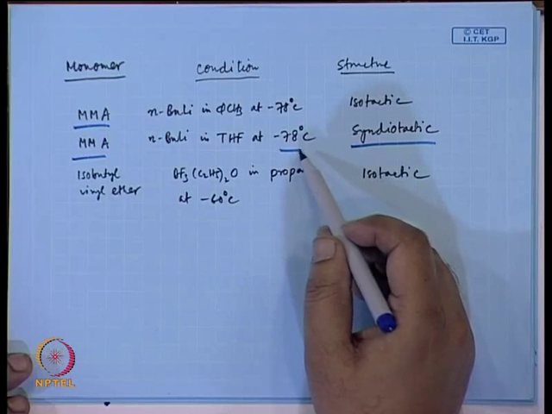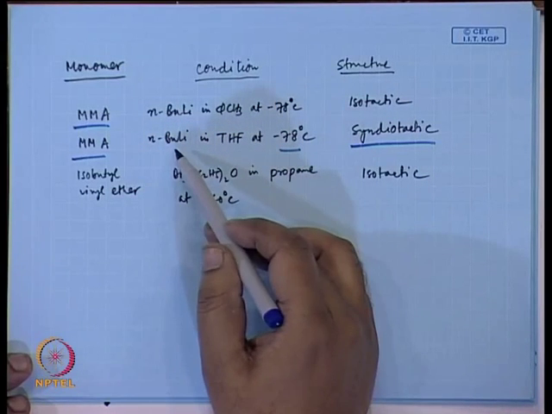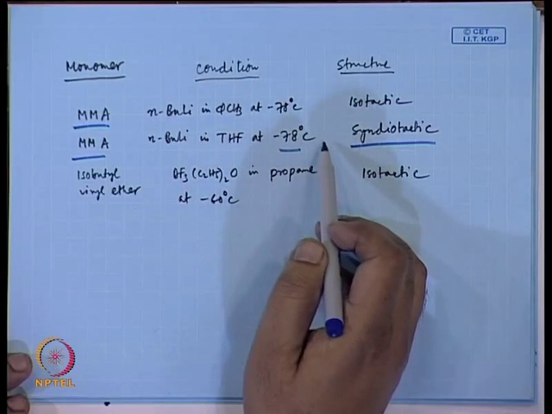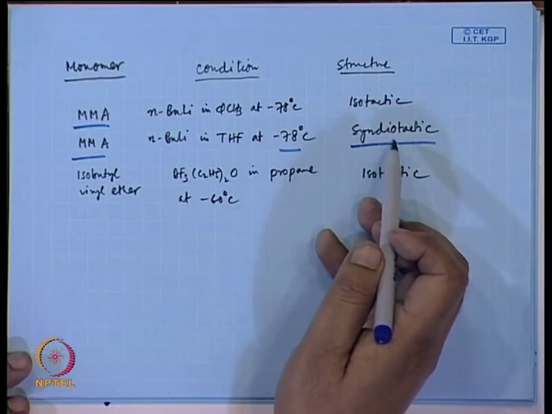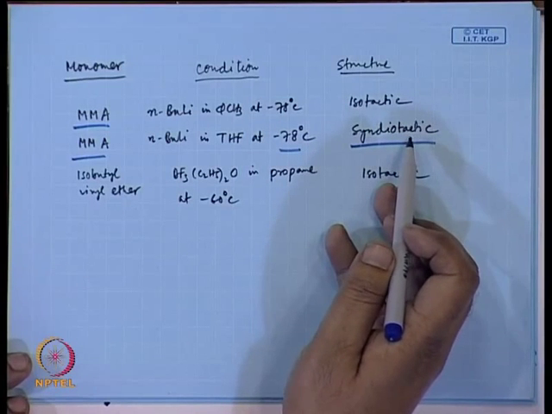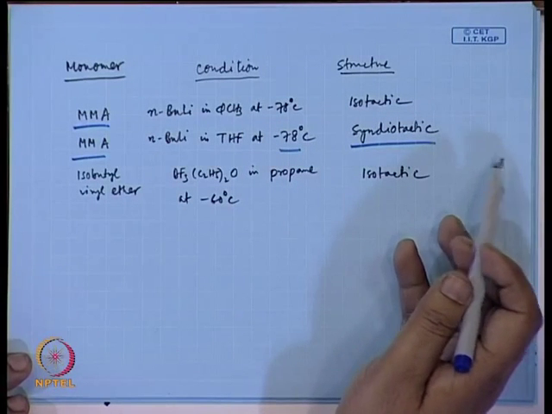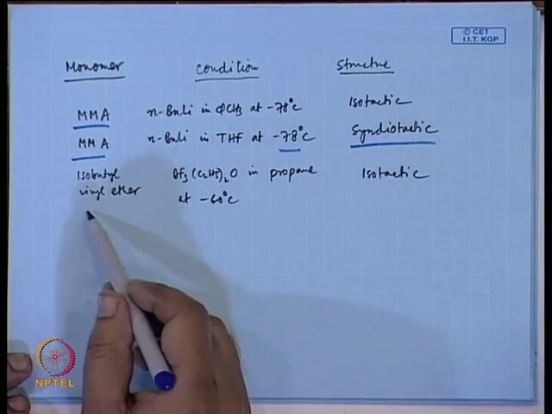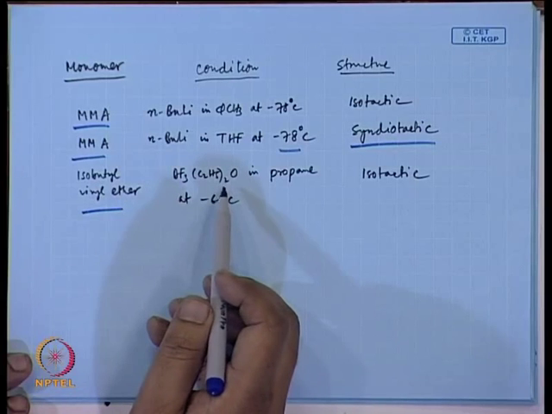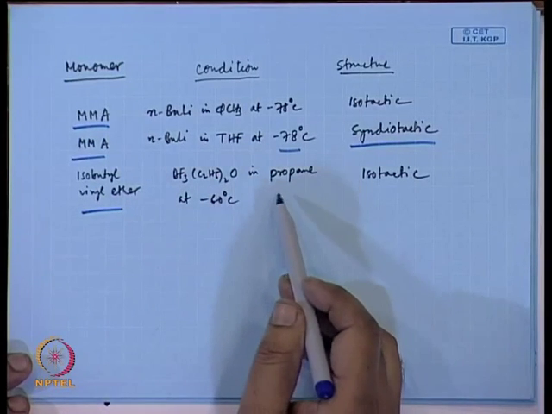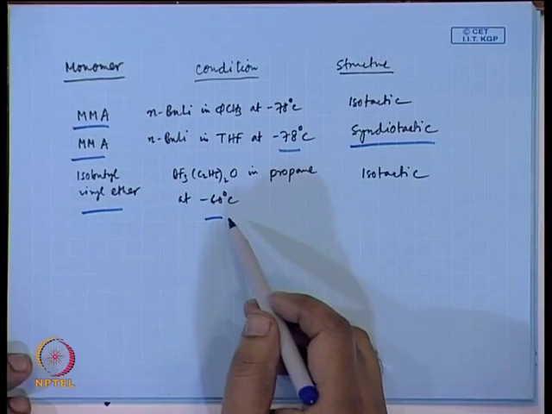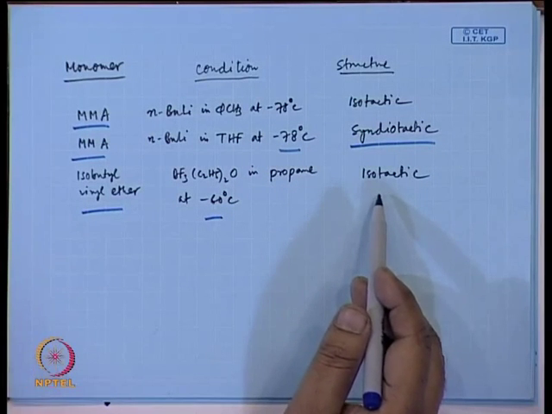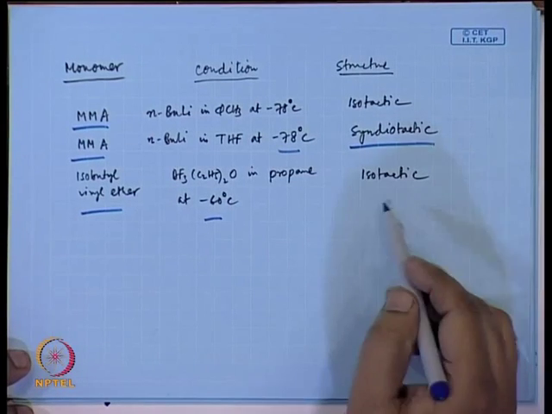Now, if you do the same reaction with butyl lithium in THF at a much higher temperature, then you are going to get a mixture of isotactic and syndiotactic components in the polymer. We are going to get an atactic polymer. This is an example of cationic polymerization: BF3 etherate in propane at minus 60 degrees centigrade, which gives you an isotactic polymer.